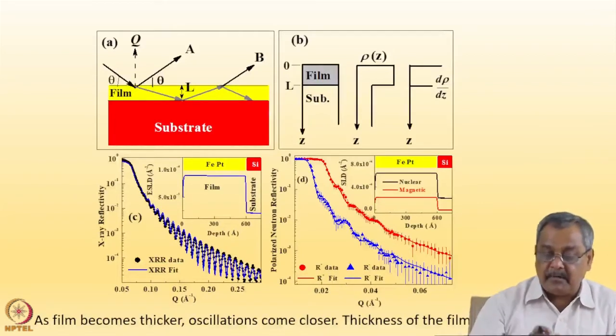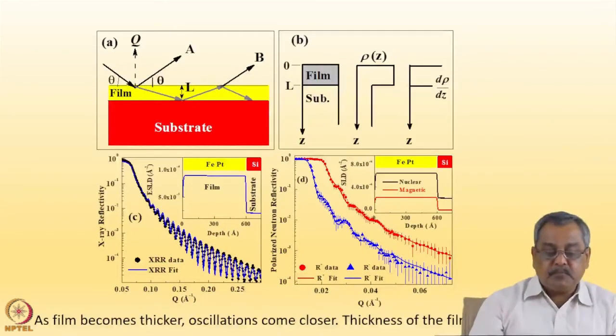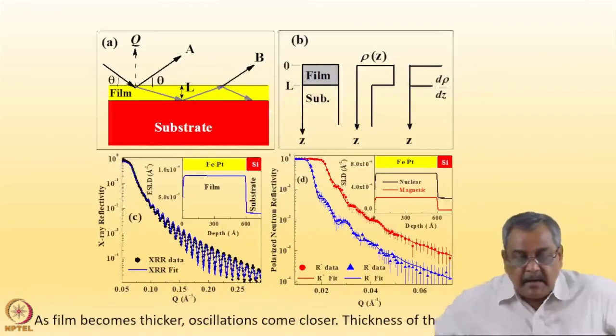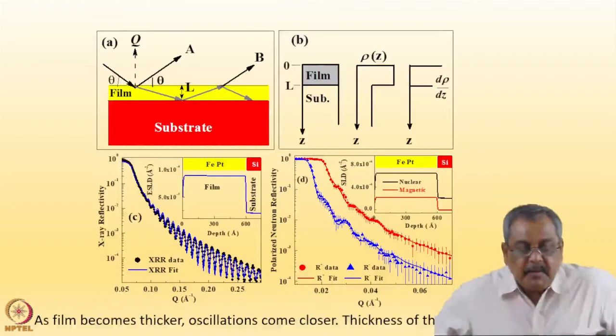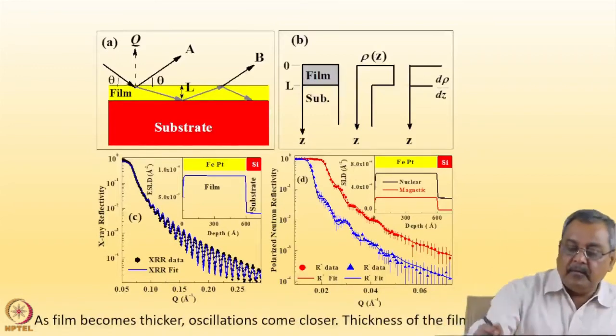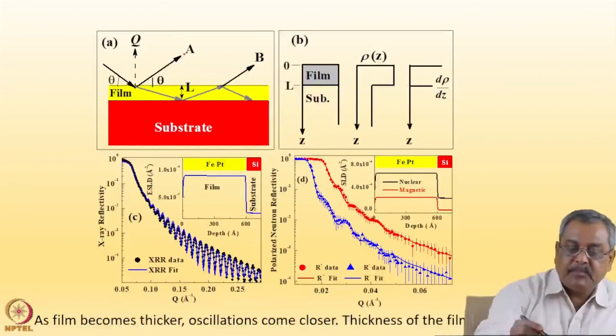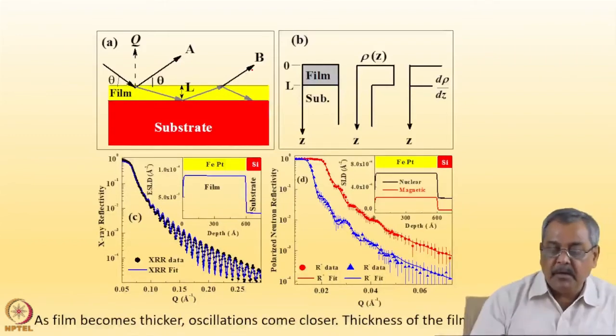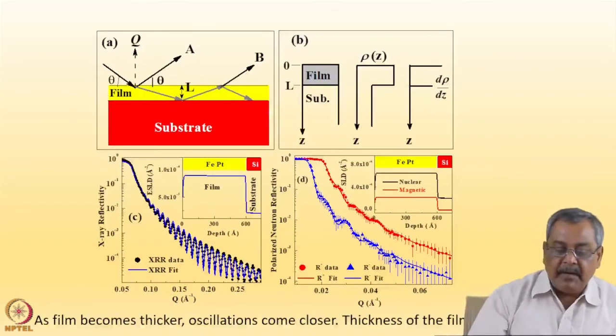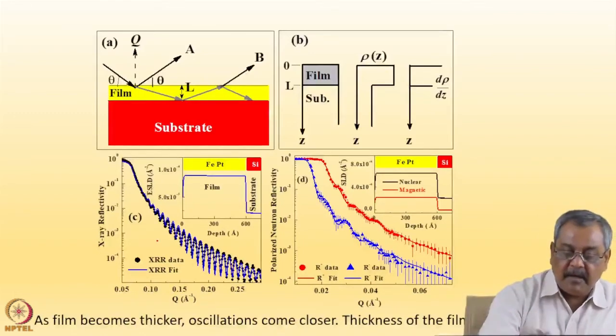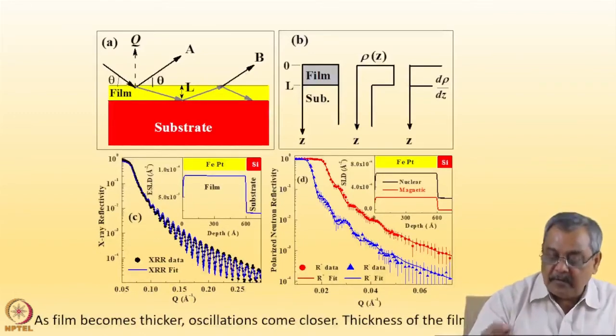These are experimental examples. So this is a FePt film that I had measured, and you can see this is a consolidation, the reflection from the top and reflection from the bottom of the interface, and that gives me, in this is an XRR profile, this is the polarized neutron profile.